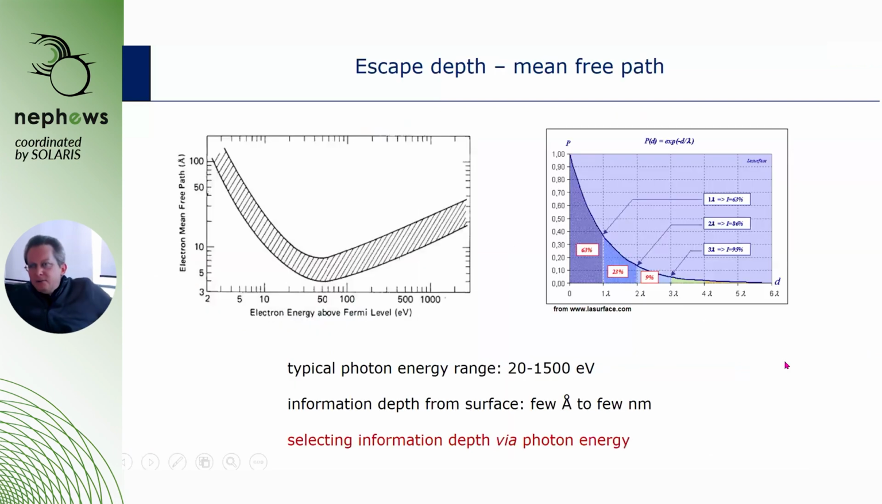Now, what can you do in principle in the lab? What we know is that there is a certain electron mean free path of electrons with a certain kinetic energy.